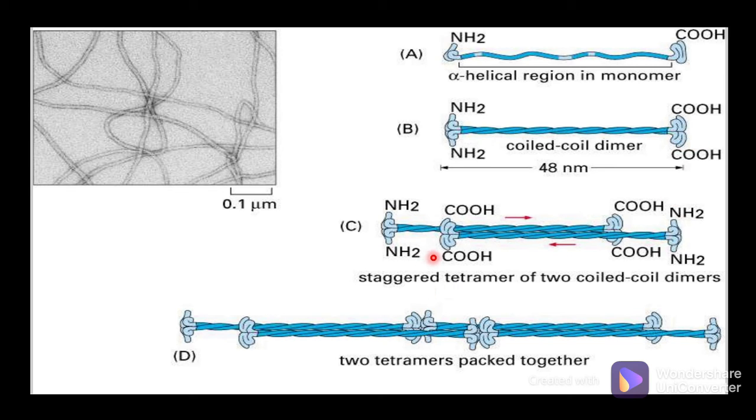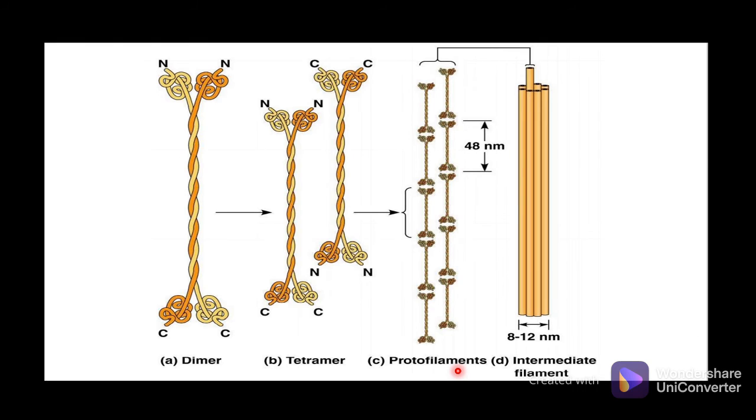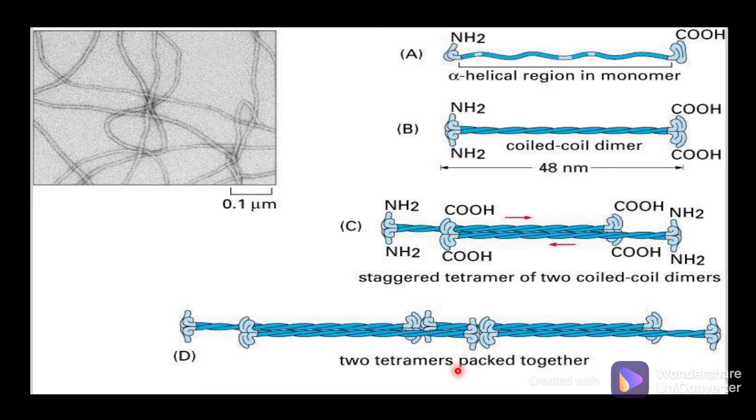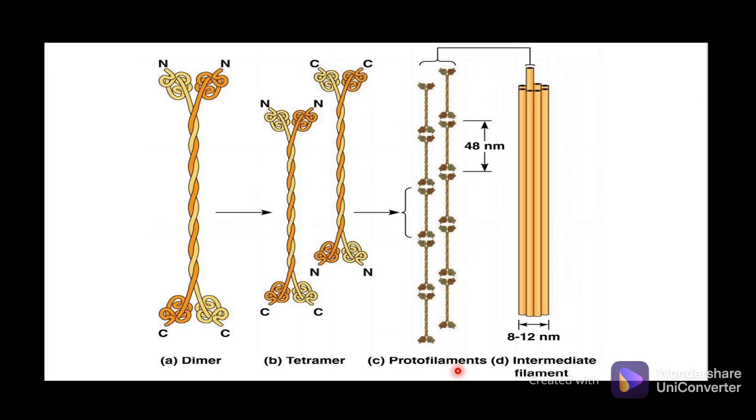In the next diagram you can see the staggered tetramer of two coiled dimers. You can see this is the one dimer and this is the second dimer, and these two dimers have formed a tetramer, and here you can see that the two tetramers are packed together in the diagram. This is what is shown here. In this way you can see how the tetramers are forming the filaments, the long filaments in the cell, how they are formed over here.